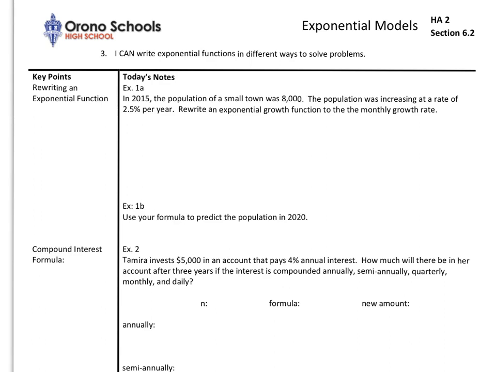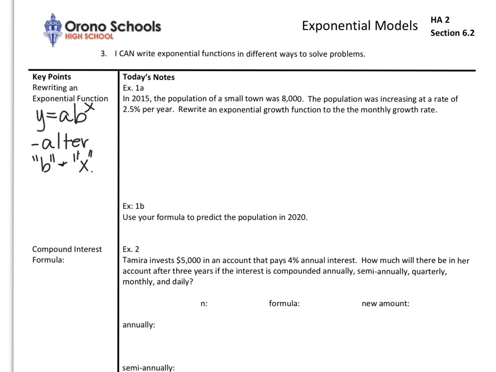Lesson 6.2, Exponential Models. In this lesson, we'll look at our template formula and alter it in ways to solve various types of problems. In some instances, an exponential function, such as y equals a times b to the x, needs to be altered to fit a certain situation. When we alter the equation, we'll manipulate that b value, the growth or decay, and we'll manipulate the x value, or the time.